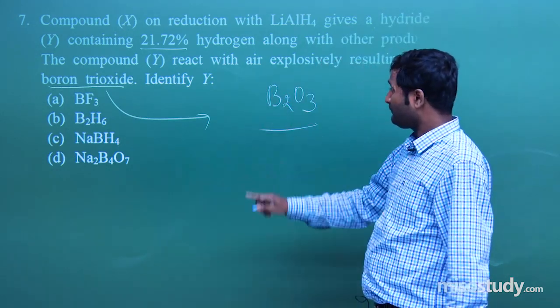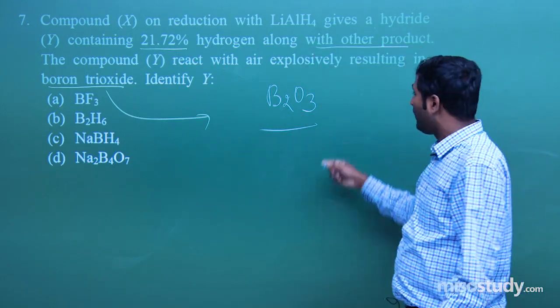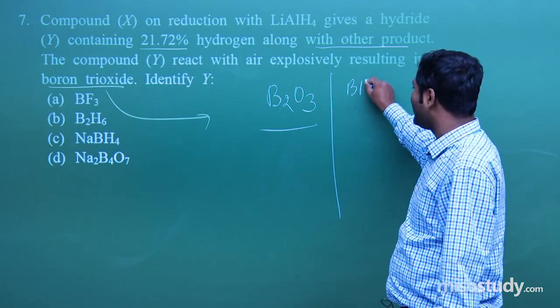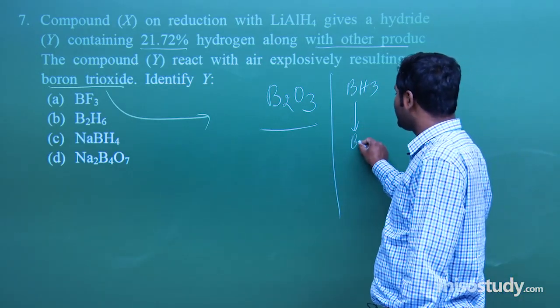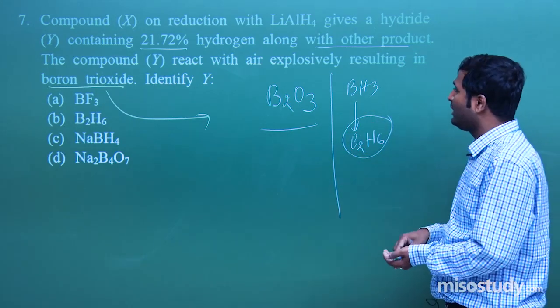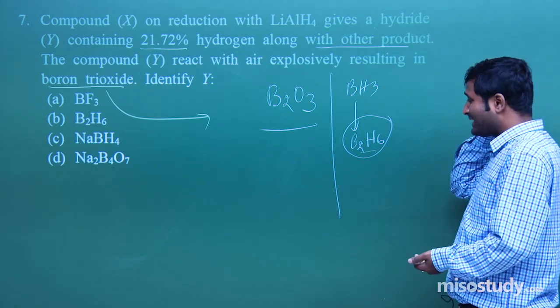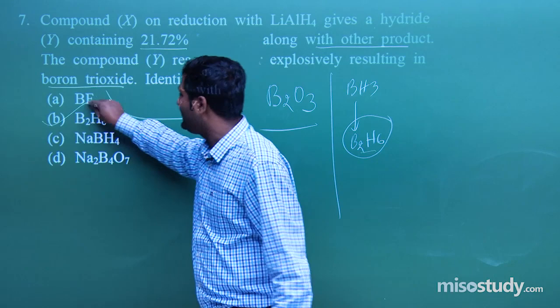If there is a boron trioxide, that is B2O3, then definitely the hydride is boron hydride. What is the formula of boron hydride? BH3. As we know, this is an electron deficient compound. The product is here B2H6. So by looking at the question, if anyone asks you what is the product here, it is B2H6, and in this case we can say B is the option.